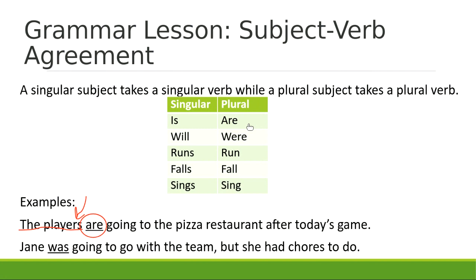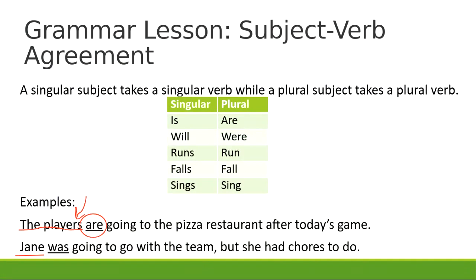And our next sentence, Jane was going to go with the team, but she had chores to do. We look and we see that Jane is singular. There's just one Jane. And so we want to make sure we have a singular verb. And was is the correct one.